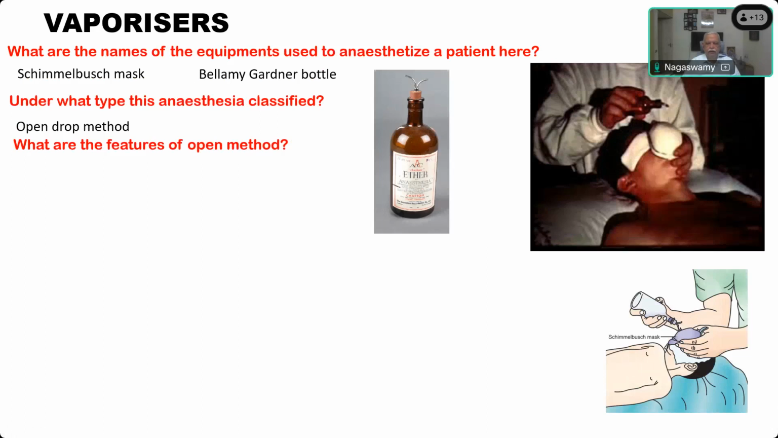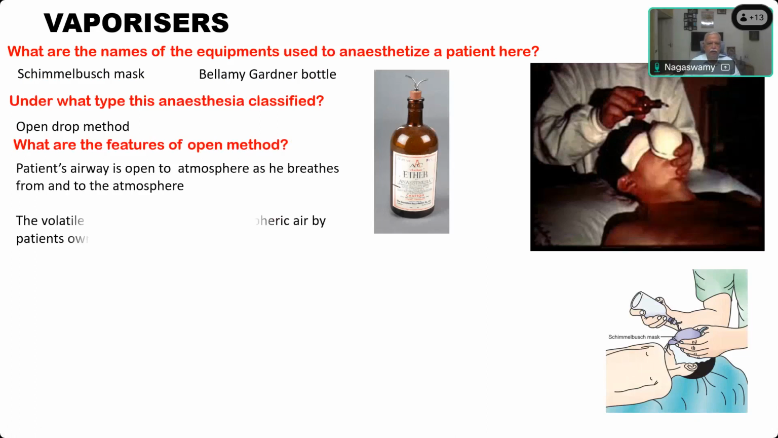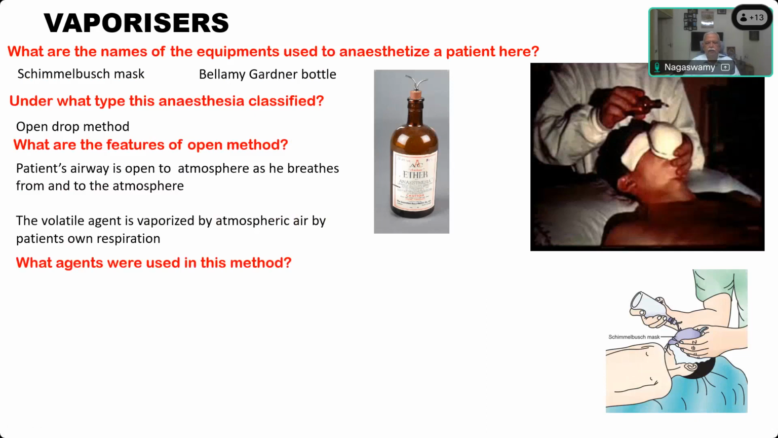Does it require any very costly equipment? There is no rebreathing or reservoir bag, sir. Is it mobile, wherever you want? Can you take the Schimmelbusch mask in your coat pocket and then anesthetize the patient? You require only these two things, a mask and the bottle, isn't it? So the patient's airway is open to the atmosphere, he breathes from and to the atmosphere. The volatile agent is vaporized by atmospheric air by the patient's own respiration, and it requires very limited equipment like one mask and one bottle. What agents were used in the olden days by this open drop method?